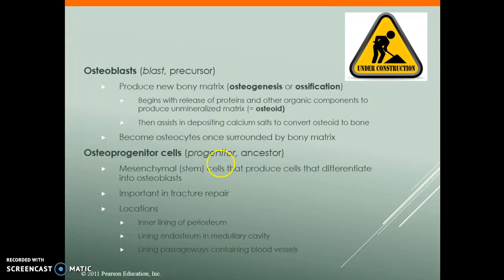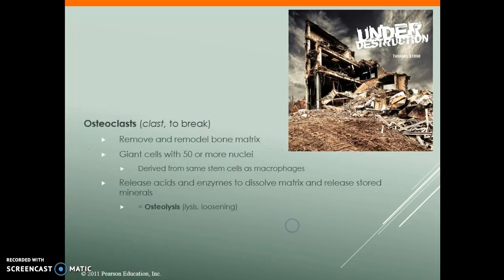So these are important in repairing bone fractures. They're located in the inner lining of the periosteum. The periosteum is the membrane surrounding the bone. They are also found in the endosteum, which is the membrane that lines the medullary cavity, and they are found lining passageways containing blood vessels. So you're going to have these stem cells throughout the bone for repair.